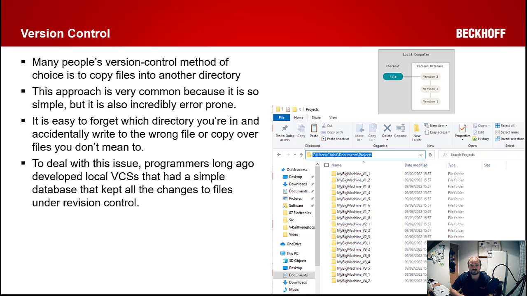The issue with that is it's very easy to make a lot of mistakes. You don't know which one's actually running at which time on any machine, which one you should be using, which one you should be comparing against. And it creates a lot of issues doing version control this way.